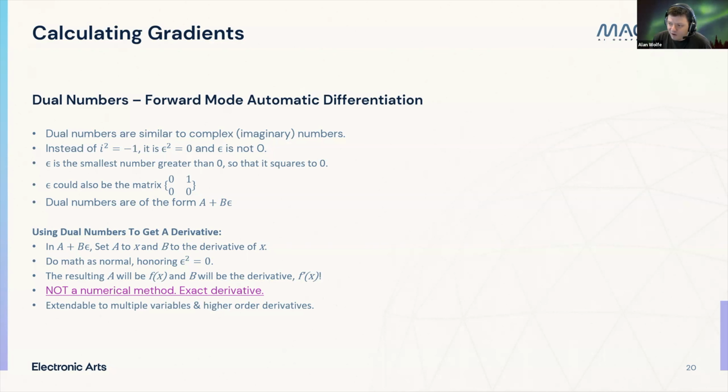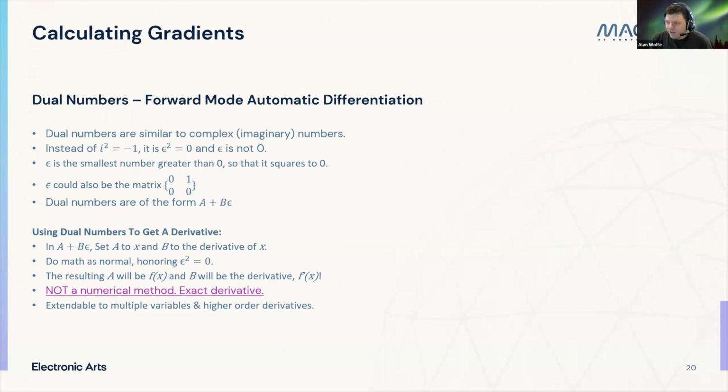This probably sounds a lot like how we were talking about the epsilon in finite differences, where you get the correct value as epsilon approaches zero. It's kind of the same idea here. But epsilon can also be represented by a matrix, as you can see on the slide. If you multiply that matrix by itself, it gives you the zero matrix.